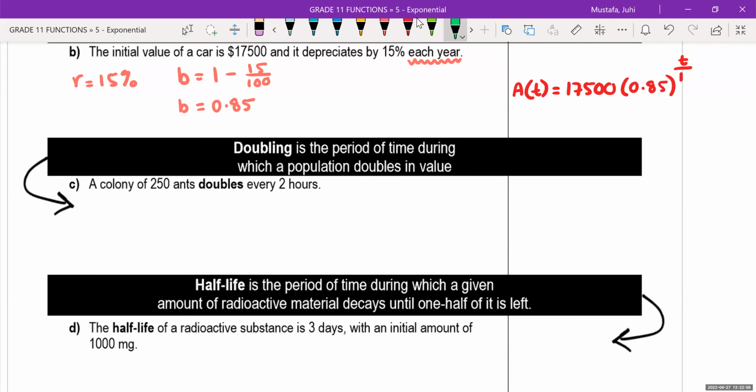So the question is, a colony of 250 ants doubles every 2 hours. So A of t is going to be equal to, what's the initial amount? 250. The word doubling means right away your b value is going to be the number 2. And it's going to be t over 2, because now the time period it's taken is 2 hours.